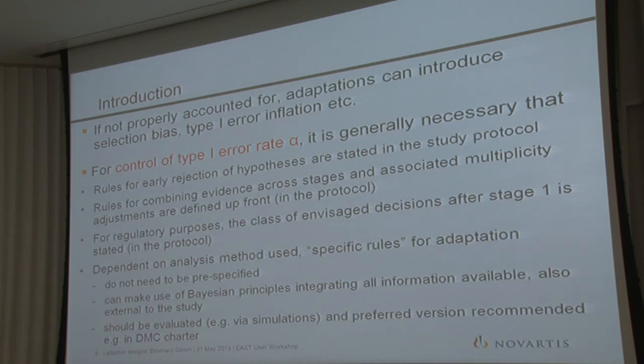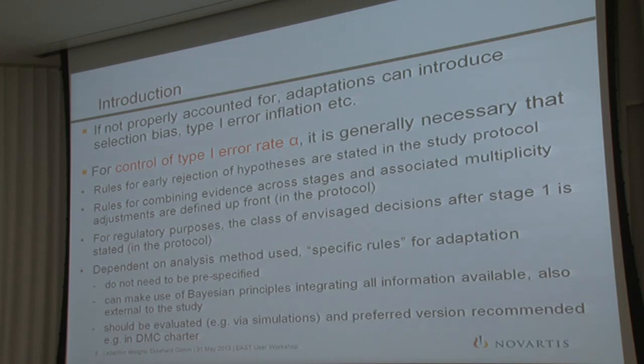You have to say what methods you will be using to combine the evidence across the stages. The class of envisaged decisions after stage 1 needs to be stated. This is a bit of a vague statement, of course. It means something like you are not totally free to change everything after stage 1, say, but it doesn't necessarily mean that you have to fix very specific rules. It means that you need to pre-specify the basic idea.